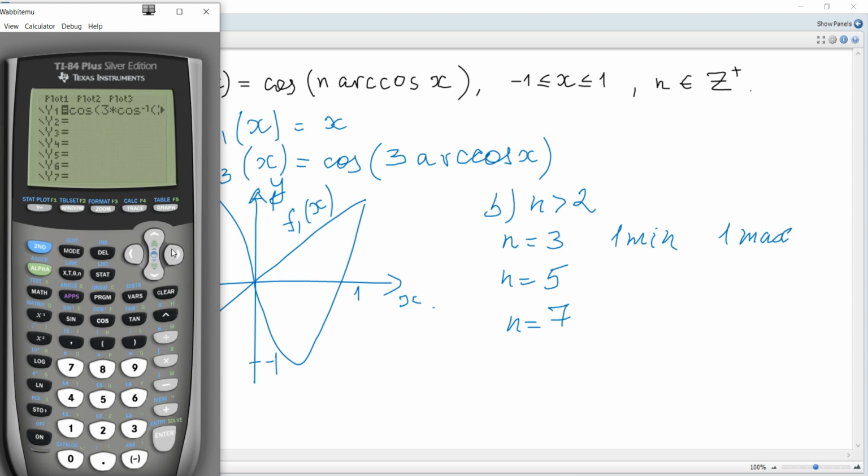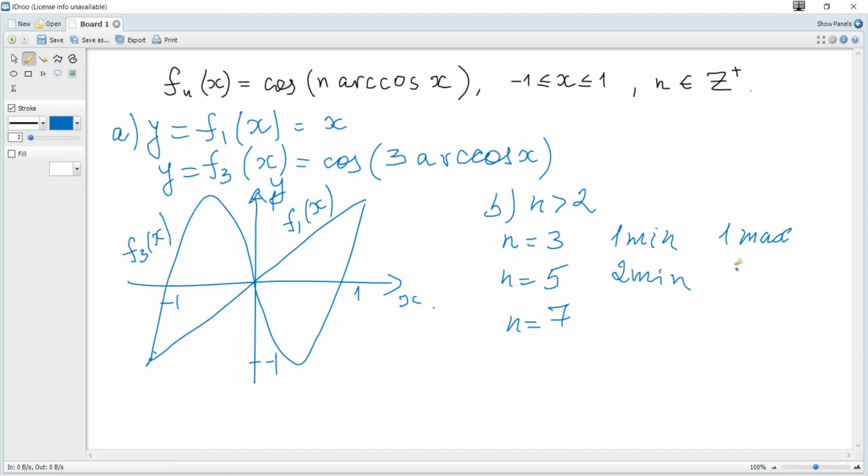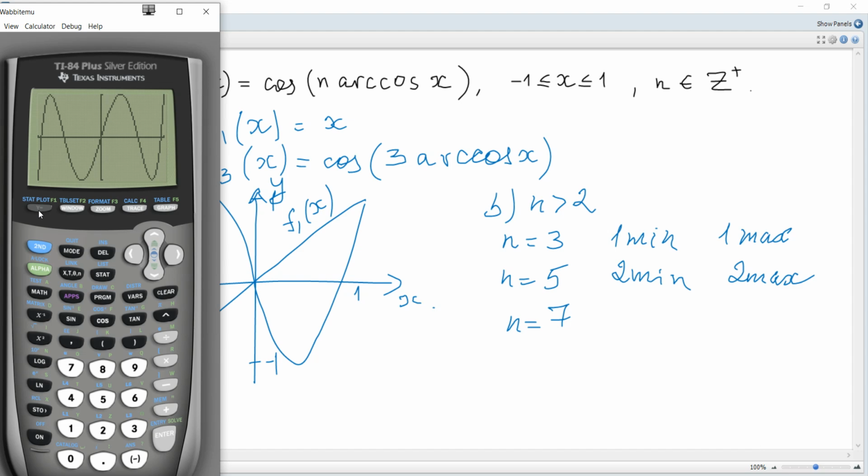So when n is 5, we can see that there are 2 minimum and 2 maximum points. And let's consider n to be 7, and we can see 1, 2, 3 minimum points and 3 maximum points.